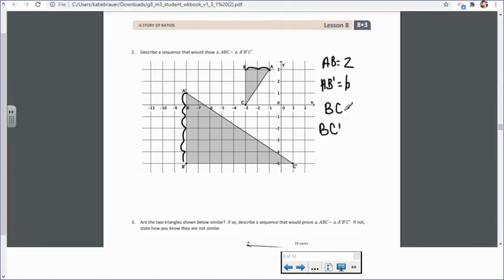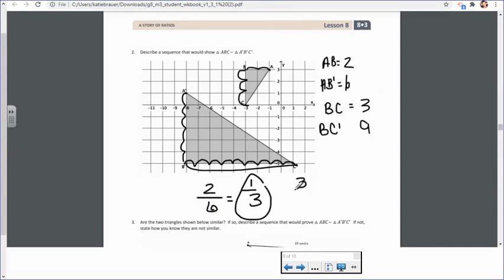and from B to C prime. From B to C is 1, 2, 3 units long. And from B prime to C prime, it is 1, 2, 3, 4, 5, 6, 7, 8, 9 units long. So remember, to make sure they're similar, you want to make sure they have the same ratio. So what is 2 divided by 6? Well, that is 1/3. Then I'm going to do the other one. What is 3 divided by 9? Well, that is also 1/3. So we know that the sides are proportionate, which means that those two are similar.